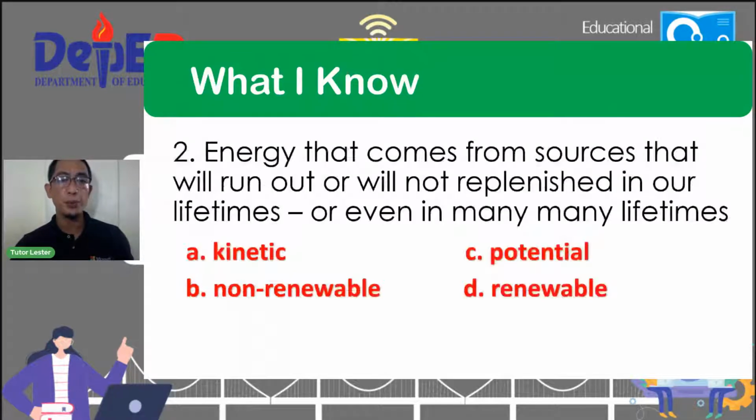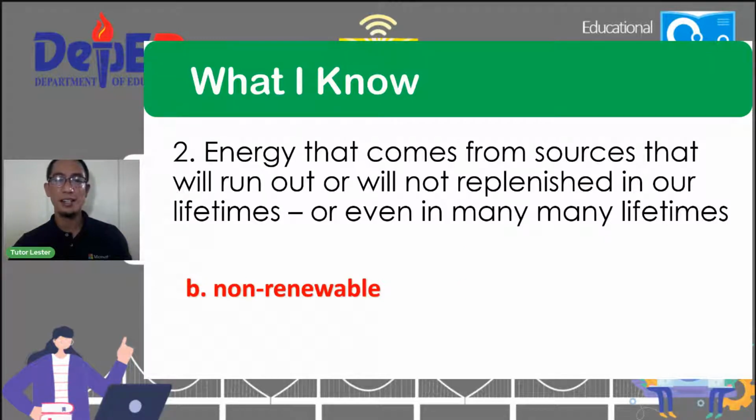Question number 2. Energy that comes from sources that will run out or will not be replenished in our lifetimes, or even in many lifetimes. A. Kinetic. B. Non-renewable. C. Potential. D. Renewable. Ang tamang sagot po ay B. Non-renewable.